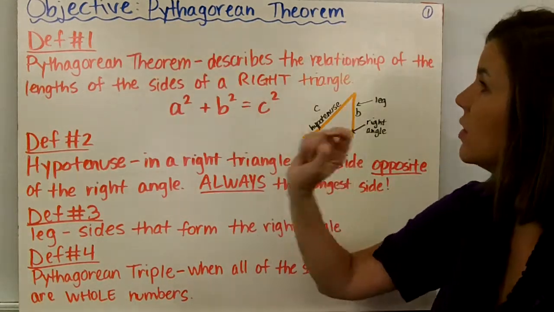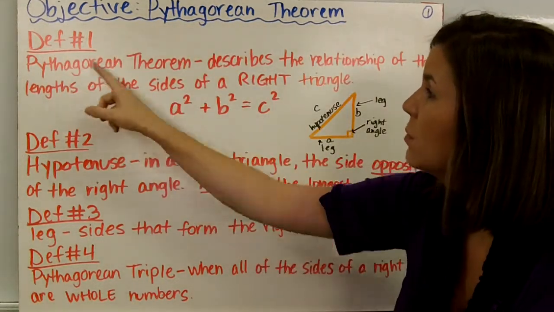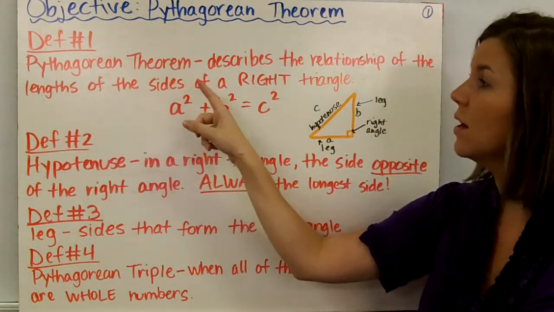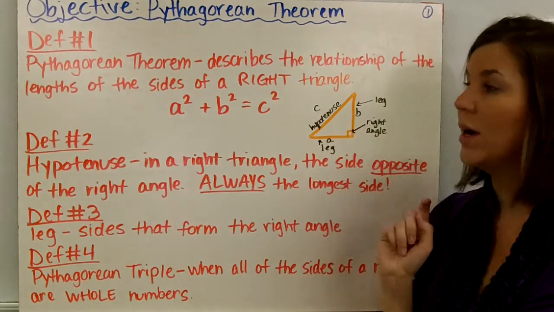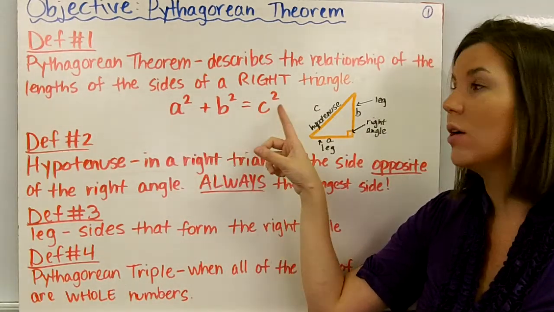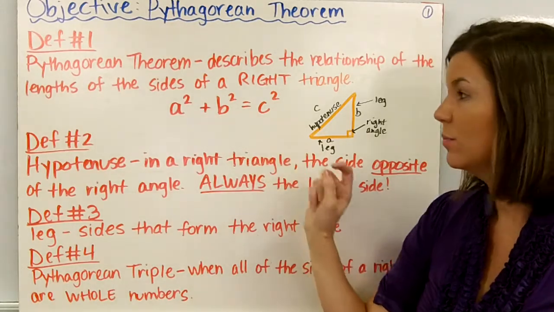Objective, Pythagorean theorem. Definition number 1. The Pythagorean theorem describes the relationship of the lengths of the sides of a right triangle. A squared plus B squared equals C squared.